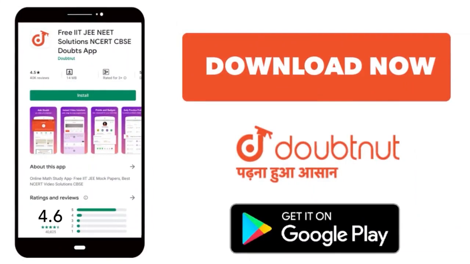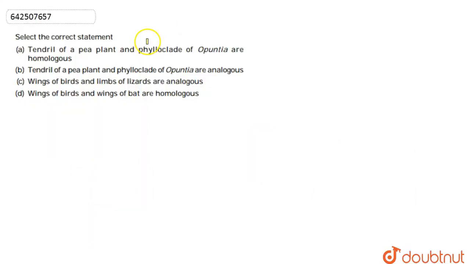If we talk about this question, we're asked to select the correct statement. In the first statement it is given that the tendril of a pea plant and phylloclade of opuntia are homologous. Statement B says that the tendril of a pea plant and a phylloclade of opuntia are analogous. Option C says that the wings of the birds and the limbs of the lizards are analogous, and option D says that the wings of the birds and wings of the bat are homologous.